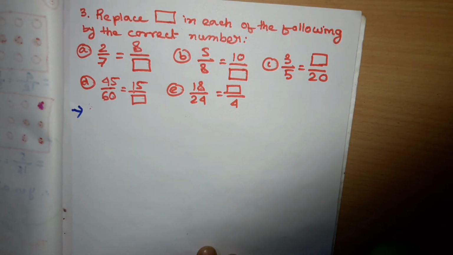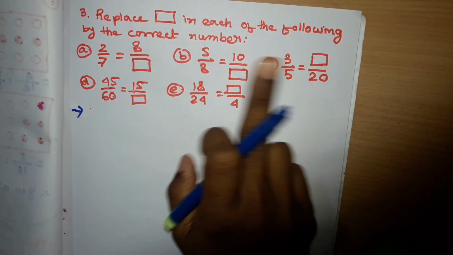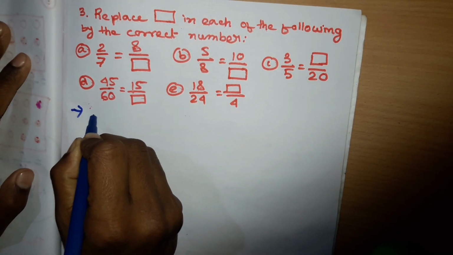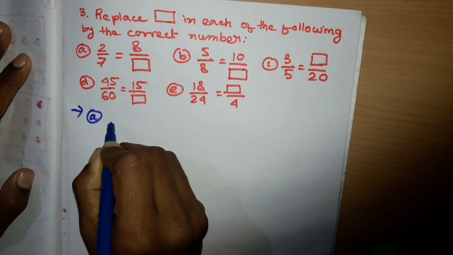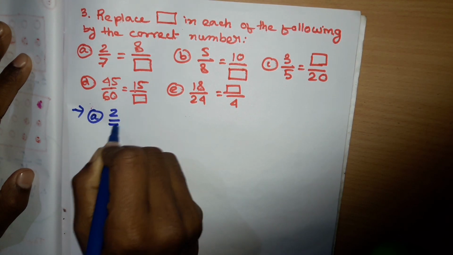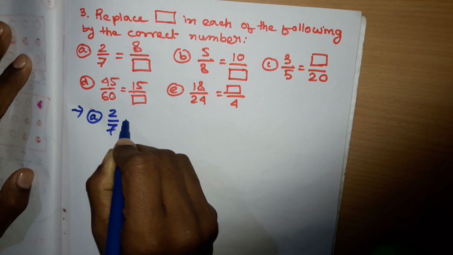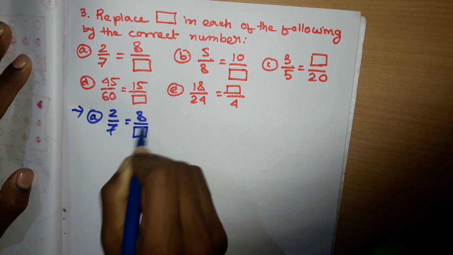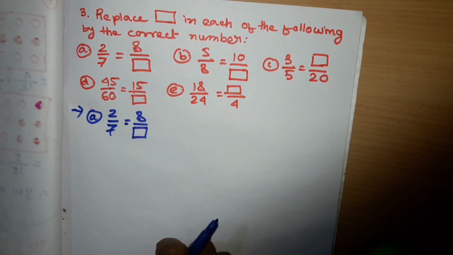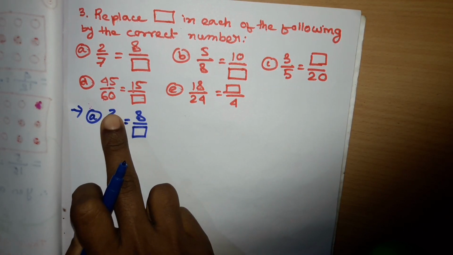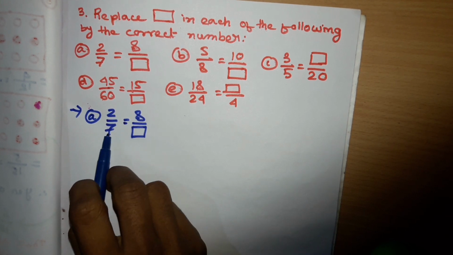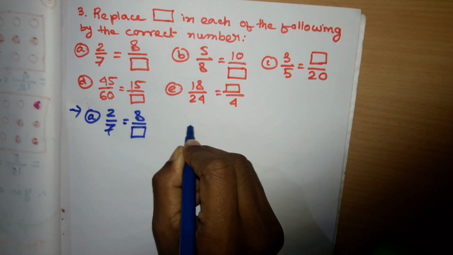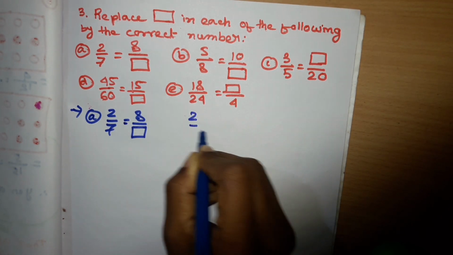Now we're going to fill up all these blank boxes. Let's see what is there in number A. Is 2 by 7 equal to blank box by 8? There is a blank box. See, there is a 2 in the numerator and there is a 7 in the denominator. So in the numerator it is 2.